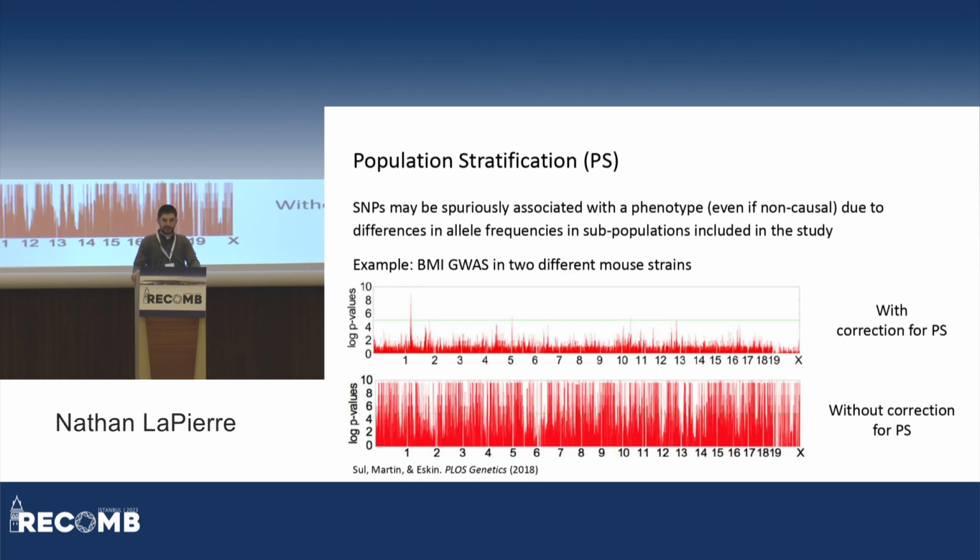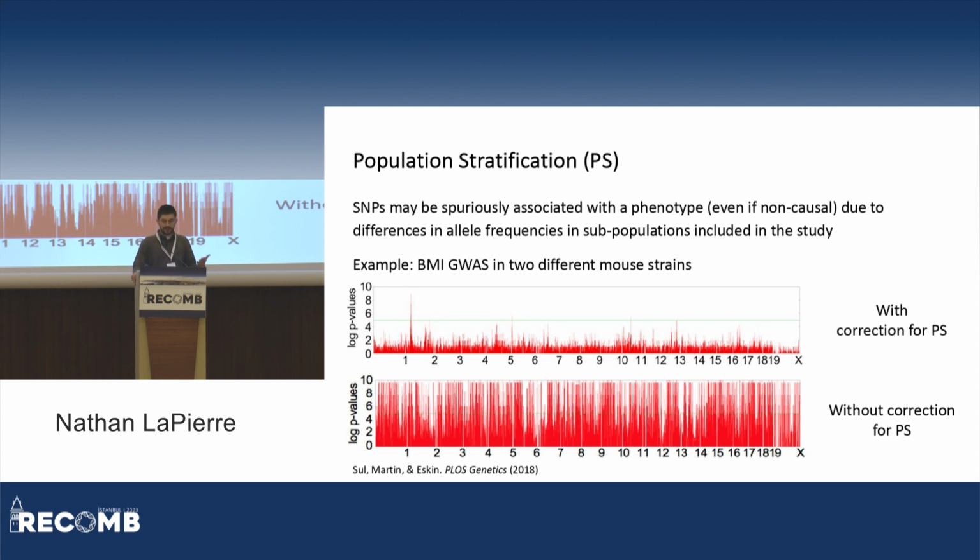One of those is population stratification. Many of you are probably already familiar with this, but just to introduce the concept, this is a pervasive problem in GWAS and also MR. SNPs may be spuriously associated with a phenotype, even if they don't cause the phenotype, due to differences in allele frequencies in subpopulations included in the study. I just have a basic illustration of that here.